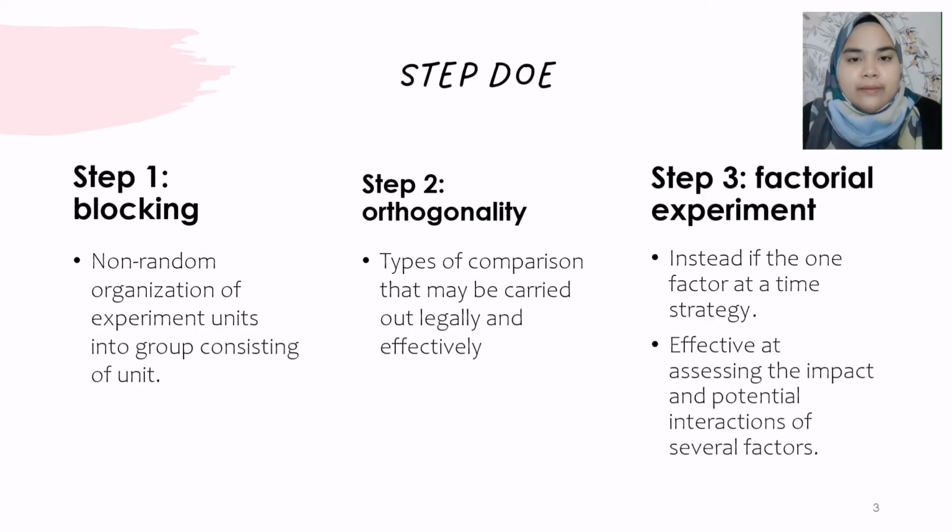Next is DOE steps. First step is blocking. The non-random organization of experiment units into groups consisting of units that are like one another is known as blocking. Second step is orthogonality. Orthogonality refers to the type of comparison that may be carried out legally and effectively. Last step is factorial experiment. Factorial experiments should be used instead of the one factor at a time strategy. These are effective at assessing the impact and potential interaction of several factors.